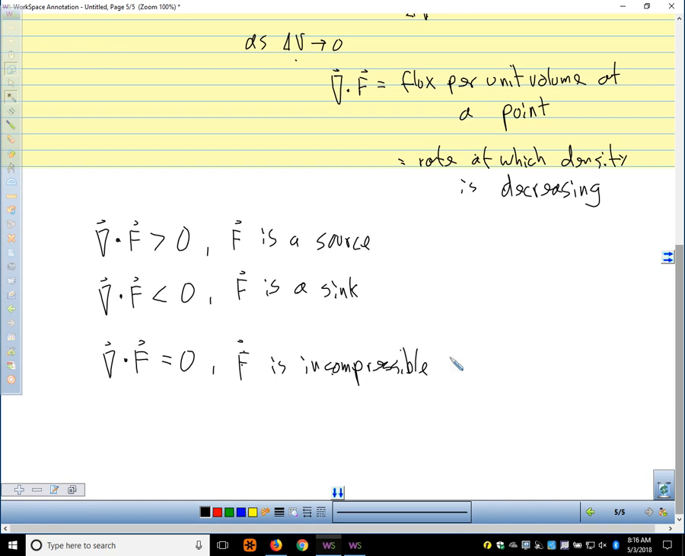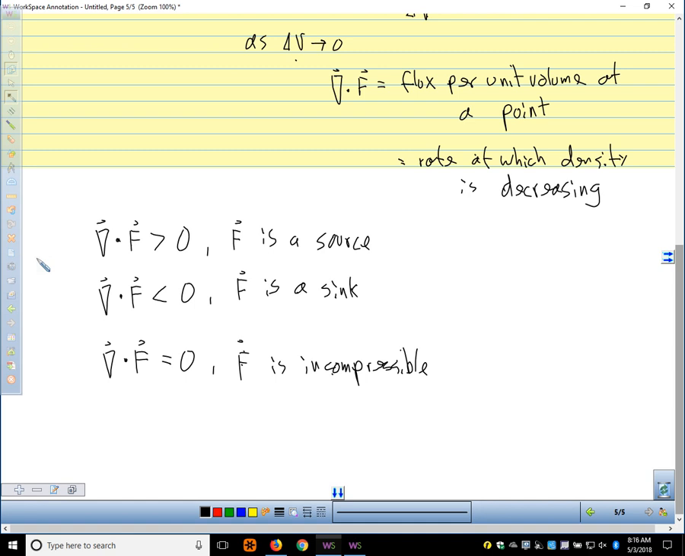All right, so now we have a physical interpretation, finally, of the divergence. We said it has something to do with something flowing. Well, now we can say the divergence is the flux per unit volume at a point. All right, questions?